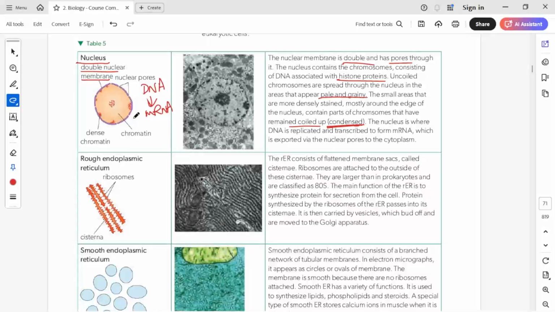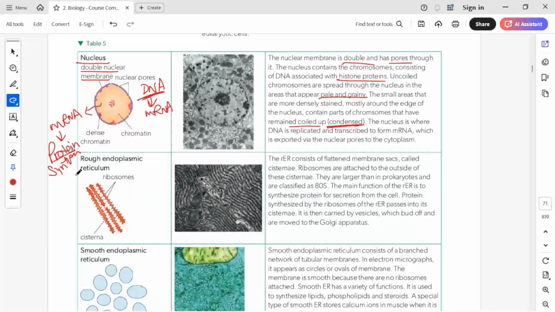After formation of this mRNA inside the nucleus, it is transported outside through these nuclear pores into the cytoplasm, where protein synthesis will take place from this mRNA. We have discussed multiple times that the ultimate product of DNA is proteins, which might have different roles inside a cell.